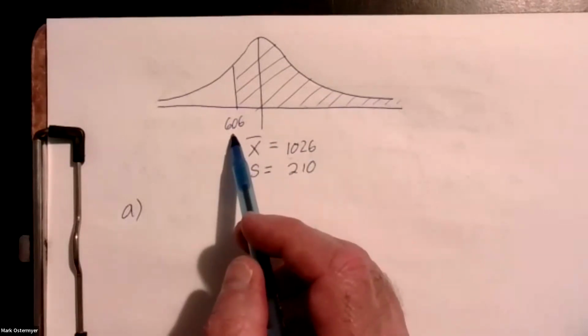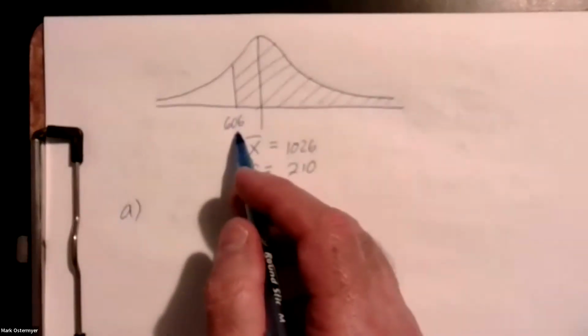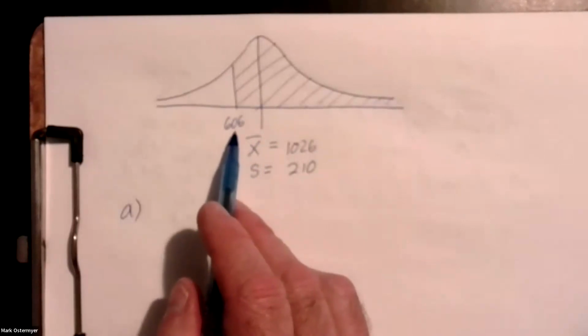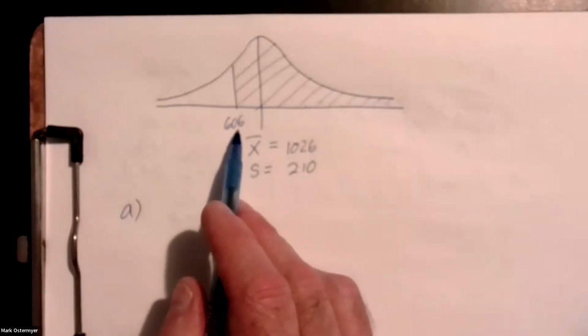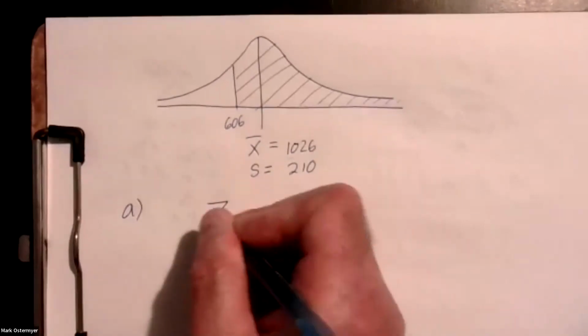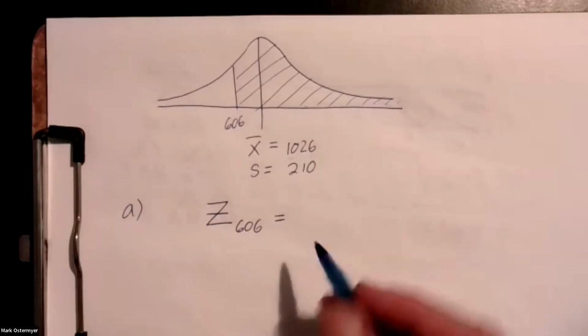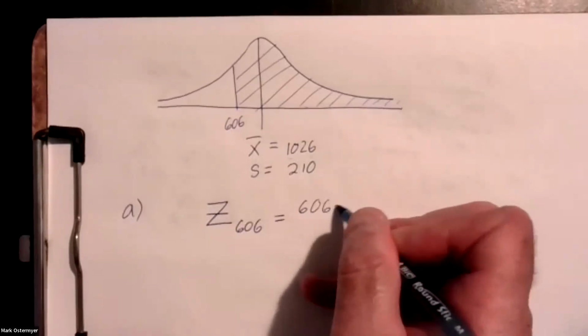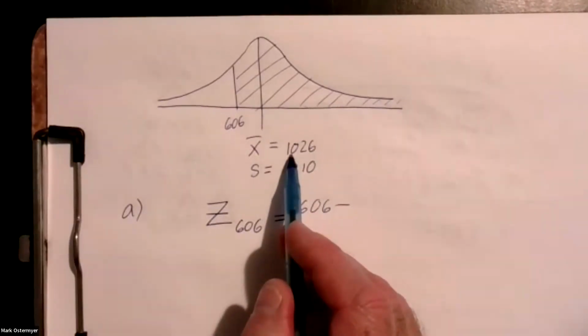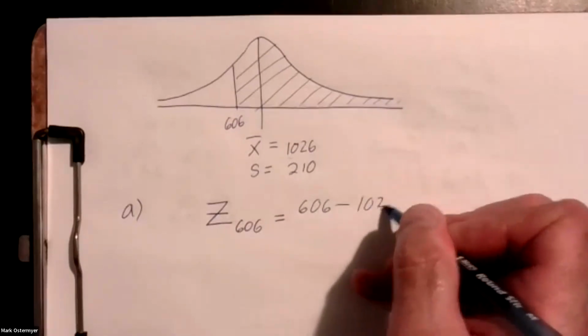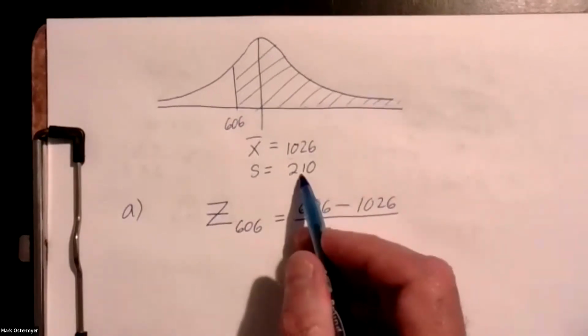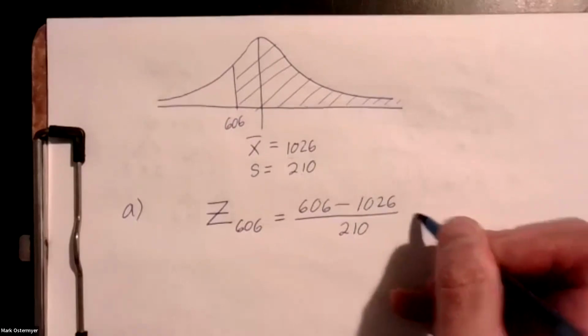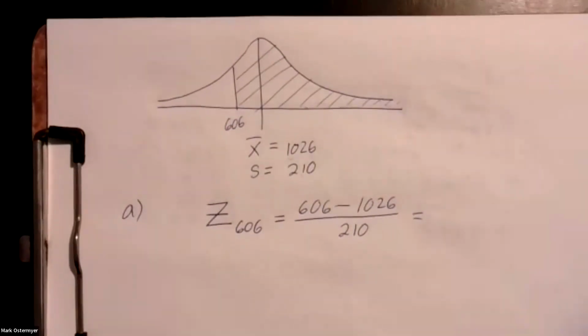So what do I have to do with this 606? I have to standardize it, turn it into what kind of score? What's that called? A z-score. We've got to turn 606 into a z-score. To do that, we take 606, subtract off the mean of this normal distribution, which is 1,026, and we divide that difference by the standard deviation, which is 210. Get on your calculator and dial that up.